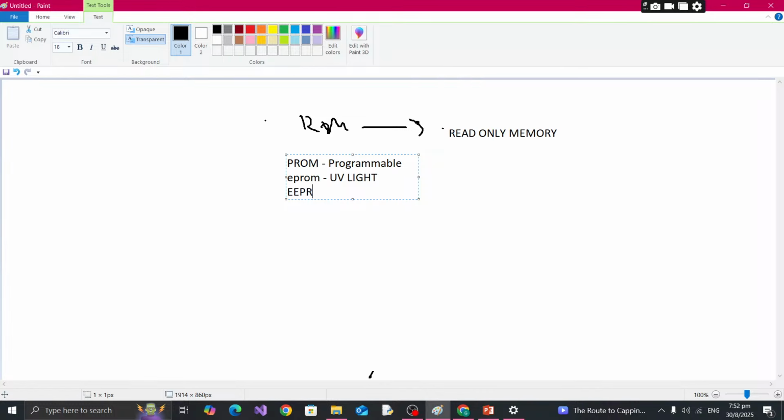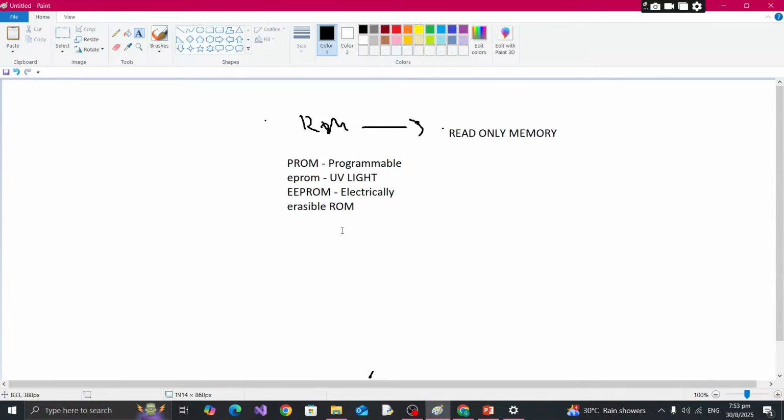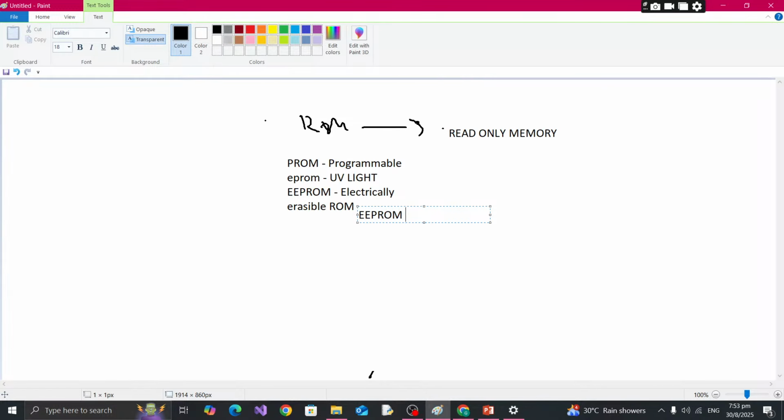Then came EEPROM. This is electrically erasable read-only memory. We use UV light to erase and write data in EPROM, but we use electricity, some low voltage, to erase and rewrite EEPROM, electrically erasable. That's why we call it EEPROM. In Arduino, we use EEPROM. How much? We use 1 KB of EEPROM. Got it? And in ESP32 also we use EEPROM. It stores permanent data. Unless and until I erase the data, it will stay permanently inside it.